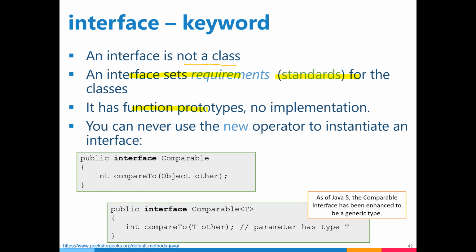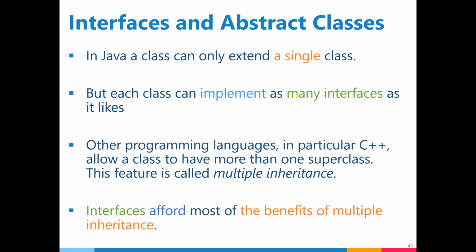An interface has function prototypes, no implementations. So there are only functions with a semicolon at the end, with no curly brackets of implementation. In Java, you can only extend a single class, but you can implement interfaces. The keyword implements is used instead of extends because we are not extending anything. We are just implementing whatever the interface declares.